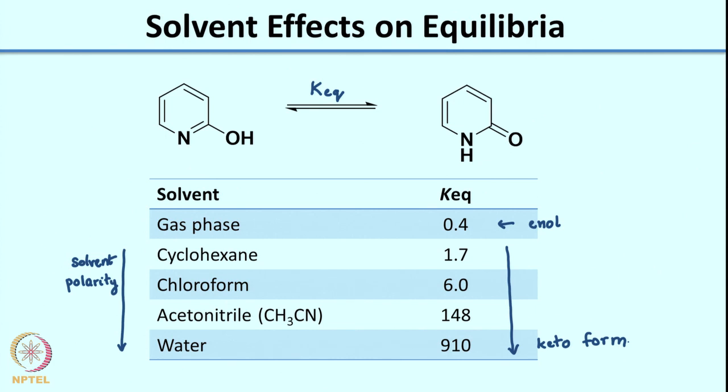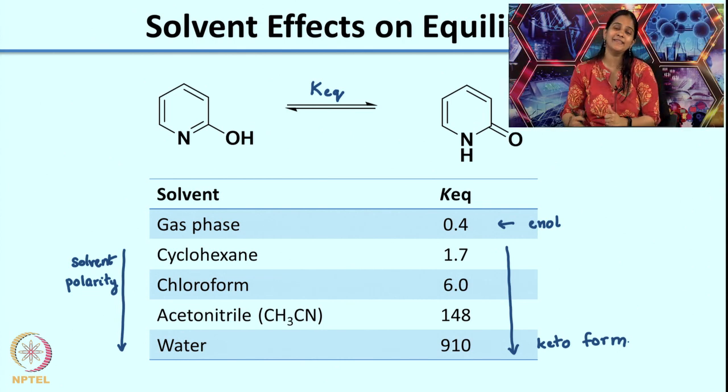Now there are a lot of research articles that talk about why there is this shift in equilibrium. Even as recently as a couple of years ago, you would still see papers that try to understand this shift. On one side you have an aromatic molecule, whereas on the other side you have the keto form. Now what could be explanations for this? Especially in water, you see a huge increase. One thing which could lead to a particular form being more favored could be easier dissolution of the molecule in that solvent and stabilization of the molecule in that solvent.